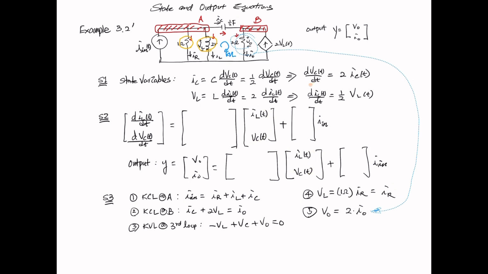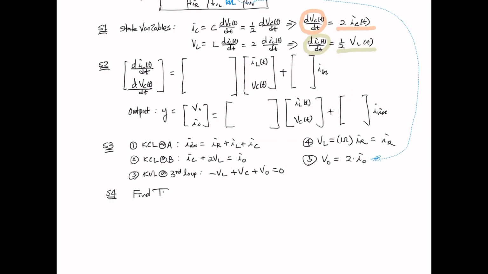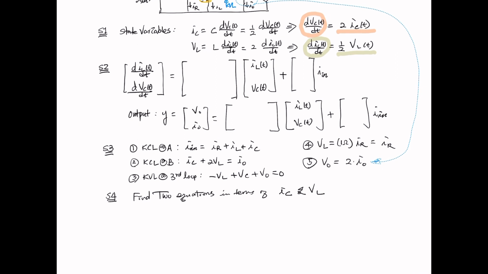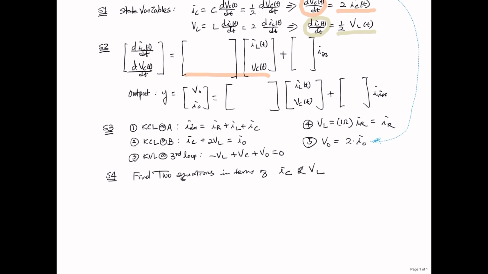Now we know dV_C over dt equals 2 times I_C, and we have dI_L over dt equals 1 over 2 times V_L. Step number 4, find two equations in terms of I_C and V_L. Once you find the expression for I_C equals something, then we're going to multiply that expression times 2, and that's going to be the coefficient of V_C right here. So we have I_C and V_L.